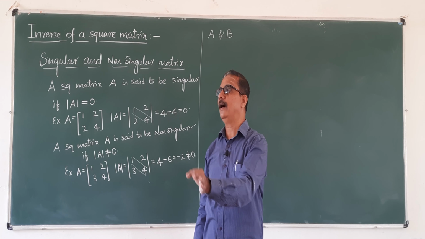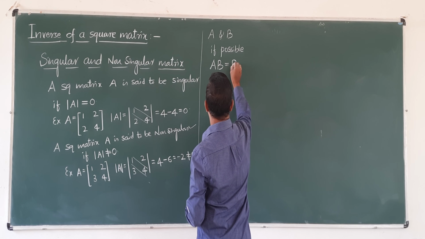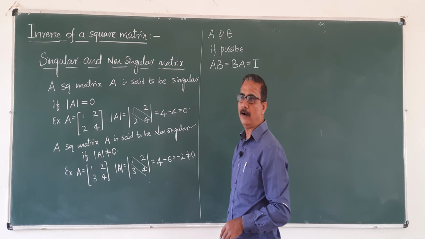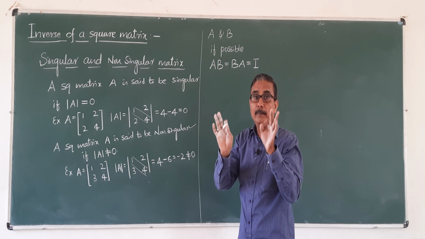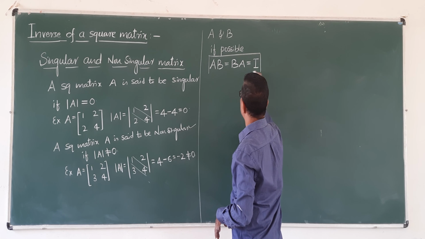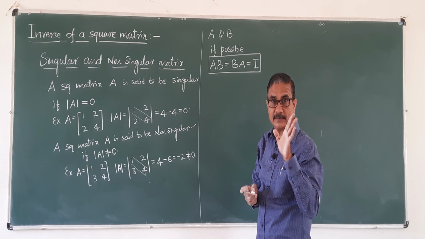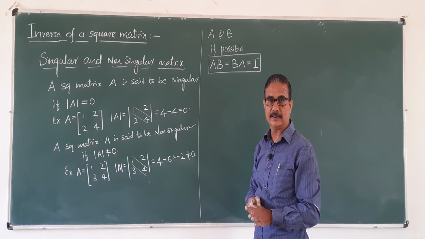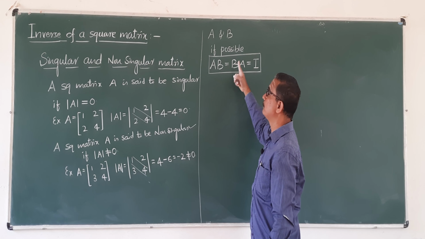If A and B are any two non-singular square matrices having the same order, suppose if possible, say AB is equal to BA is equal to identity matrix I. Of course, note that AB is not equal to BA. Matrix multiplication is not commutative. Some exceptional cases, if possible, say AB is equal to BA is equal to unit matrix I. If this condition is satisfied, then A and B are called inverses of each other. That is, A is inverse of B as well as B is inverse of A.